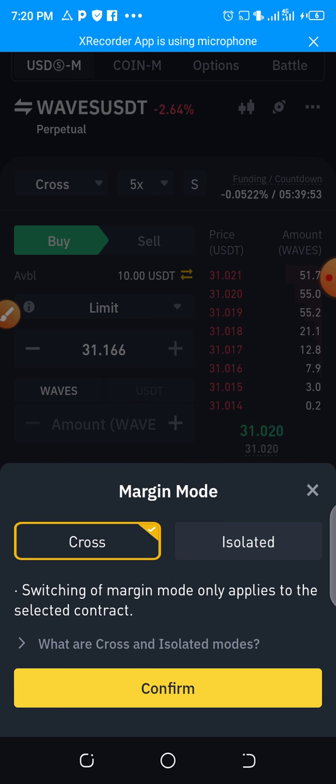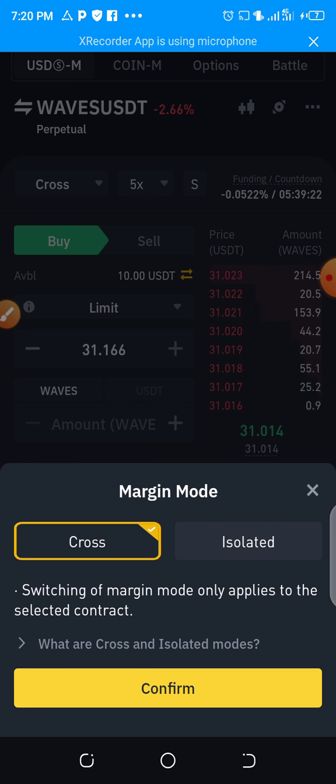Cross margin means that of the $10 I've added into my futures account, I will trade 10%, which is $1. If I choose cross margin, after the trade has exhausted my $1, it can be sustained with the remaining $9 in my futures account. It will cross over and use the remaining $9 to sustain the trade.